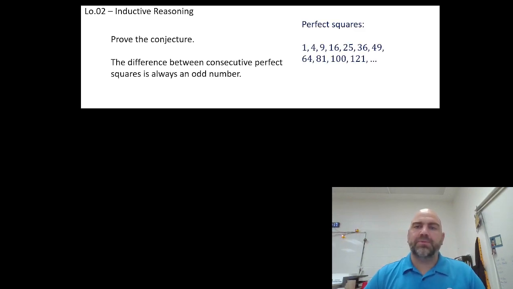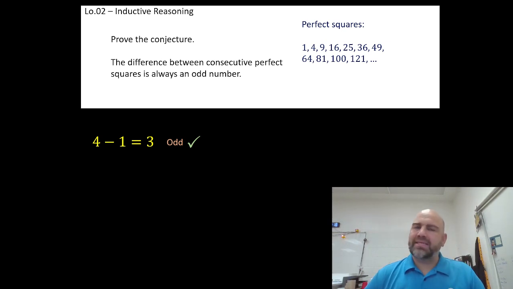First of all, let's put the perfect squares up there on the screen. We have 1, 4, 9, 16, 25, 36, 49. This conjecture says that if we take any two of them, which are side by side, and subtract them, we're going to get an odd number. Well, inductive reasoning, let's see if it works. Let's start with 4 minus 1. 4 minus 1 is 3. Is 3 an odd number? Yep, I would say it is, and math would say it is. So therefore, yes, that works.